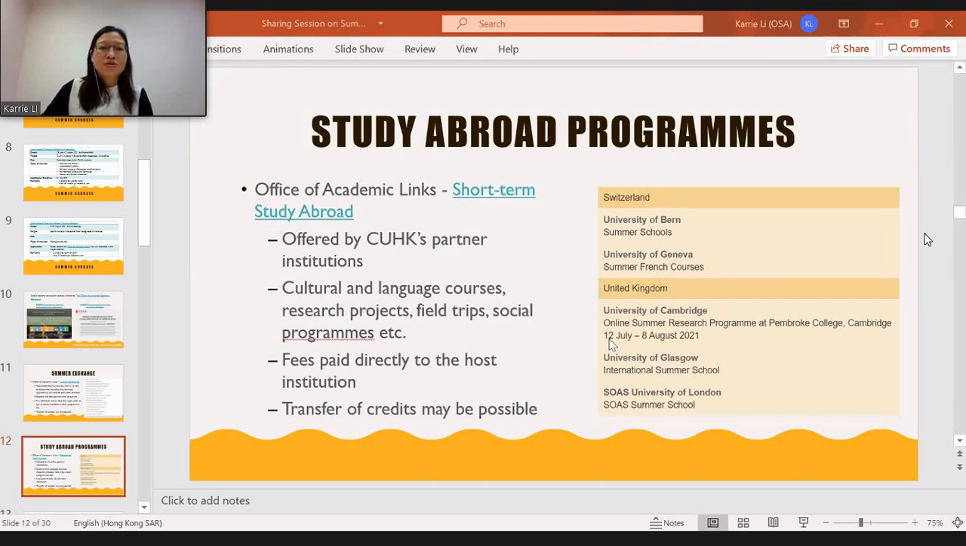If you are interested to join some short-term study programs in overseas universities, you can check the Office of Academic Links. Here I only capture part of the list of universities that have summer schools or international summer schools. They are mainly offered by CU Hong Kong's partner institutions. Programs may include cultural and language courses, field trips, research projects, etc. Because it is not an exchange, you may have to pay fees directly to the host institution. And if it involves courses, you may still be able to transfer some credits.